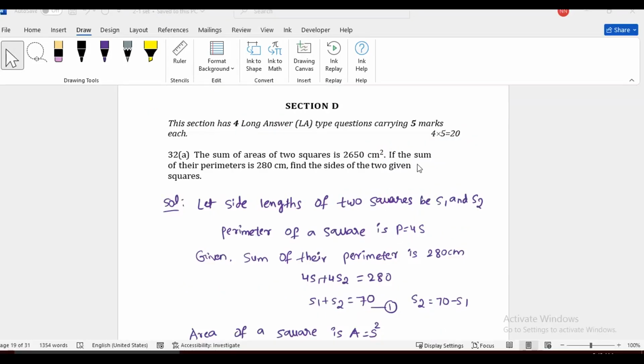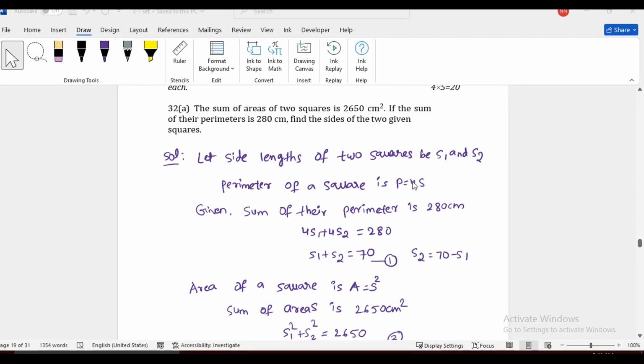Centimeter square. If the sum of their perimeters is 280 centimeters, find the sides of the two given squares. Here we don't know the side lengths of the two squares. So let the side lengths of the two squares be S1 and S2. To find the perimeter of a square, we have the formula 4S. The given sum of their perimeters is 280 centimeters. 4S1 plus 4S2 is equal to 280. Take the 4 common. S1 plus S2 is equal to 70. From that, write the S2 value, that is 70 minus S1.